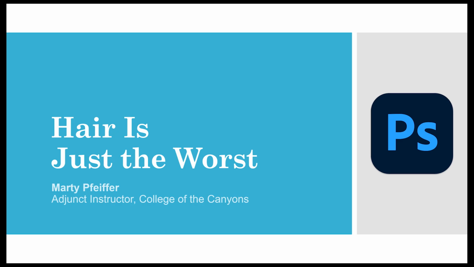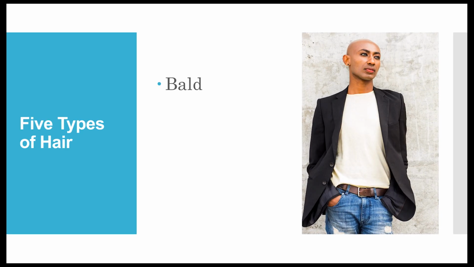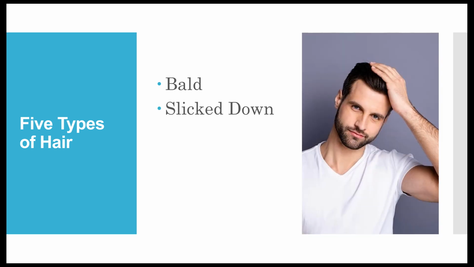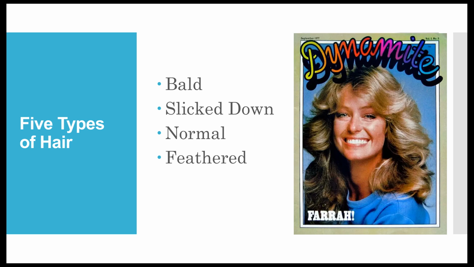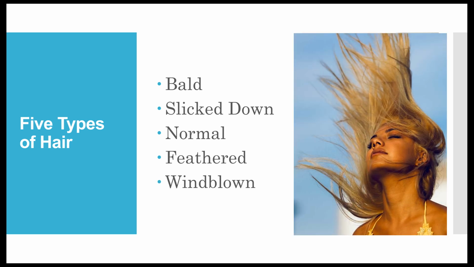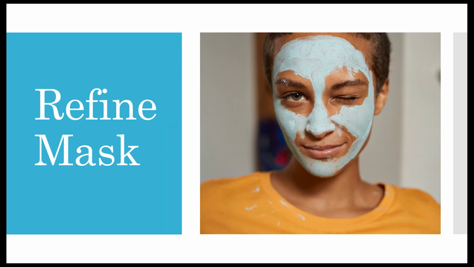Hair is just the worst. As you know, there are 5 types of hair: bald, slicked down, normal, feathered, and windblown. Only the first 2 don't present problems when making selections in Photoshop. Let's talk about a workspace that will help us manage hair.